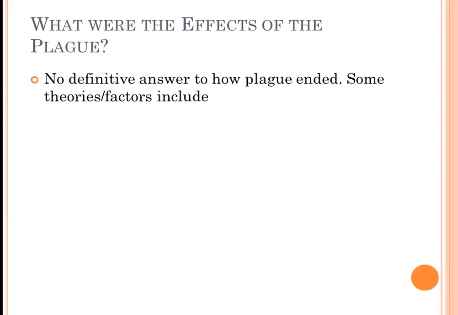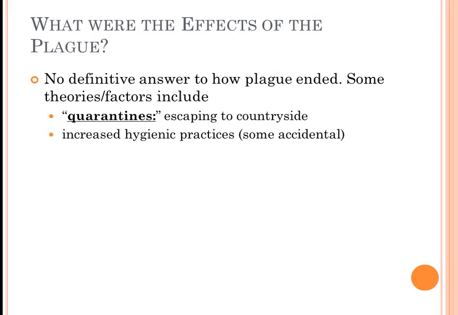So there's no real definitive answer to how the plague ended, but some theories and factors include the development of quarantines, which meant putting all the sick people away from all the healthy people and letting them just die. Or if you are healthy, quarantining yourself means keeping yourself away from anyone else so that you don't get sick. In this case, it meant that people would flee to the countryside. There are also increased hygienic practices.